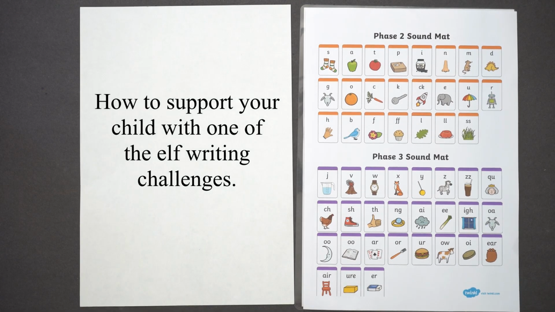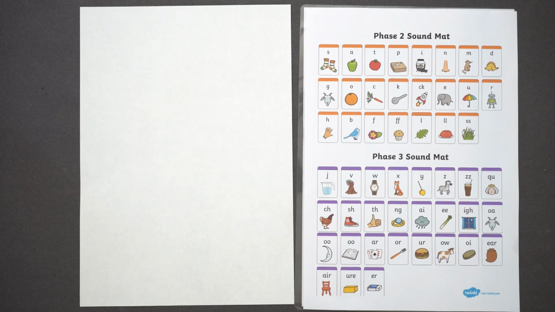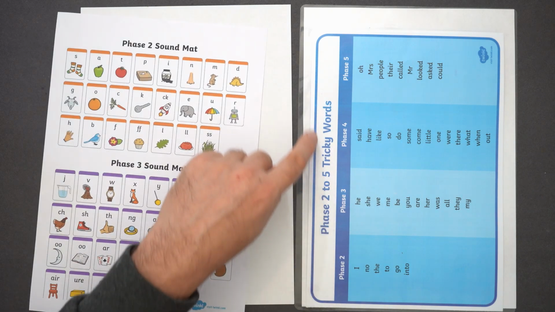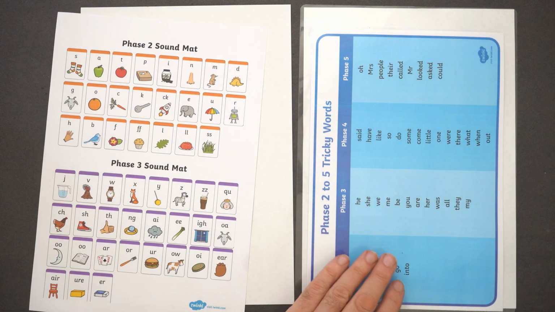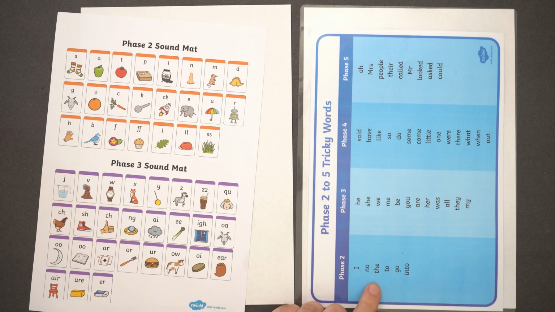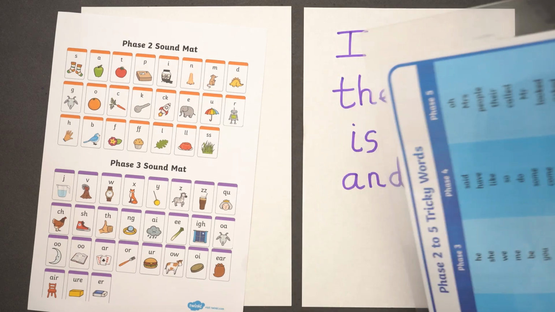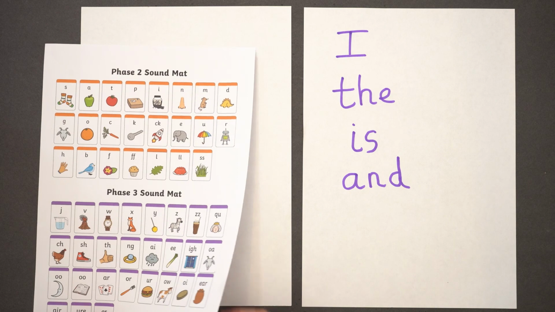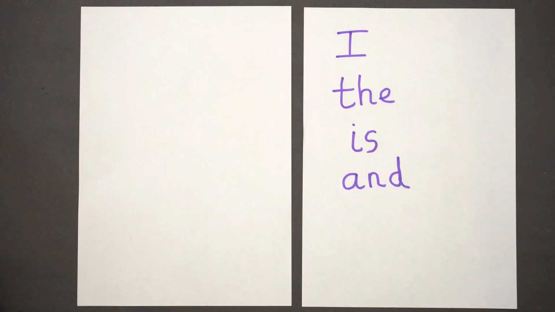I'm going to go over how to support your child to write the sentence, "The elf is flying down," from the first elf writing challenge. For this, you're going to need your phase 2 and your phase 3 sound mat, your phase 2 to 5 tricky word chart, or you could write the keywords down on a piece of paper like I've done here. And let's have a go.